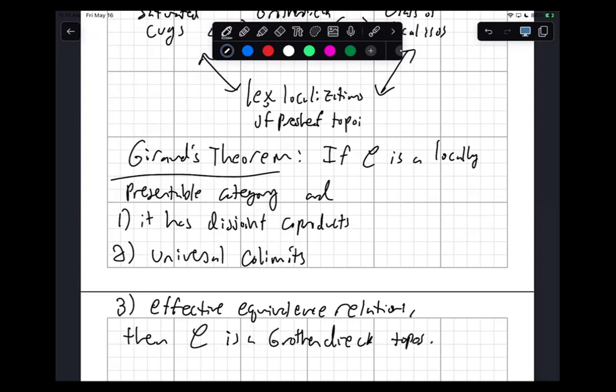So if you're presentable and you have disjoint coproducts, which means that this is a pullback where this is the initial object. That means that whenever you take a pullback of inclusions into a coproduct, you always get the initial object. Having universal colimits means that I can pull back colimits.